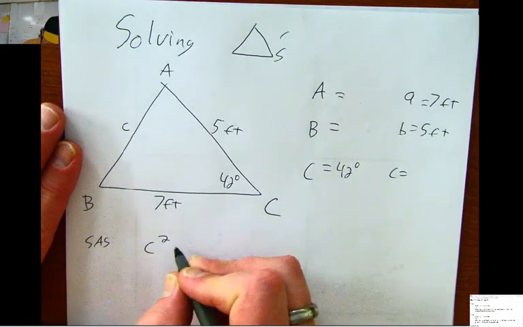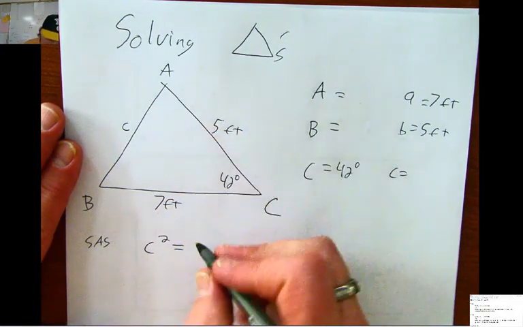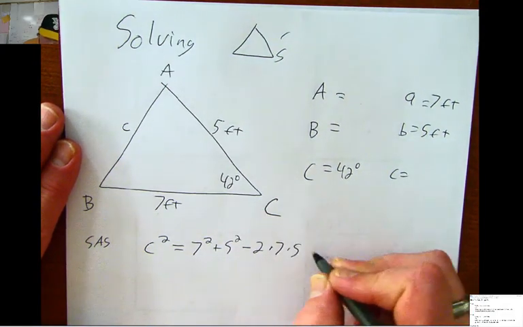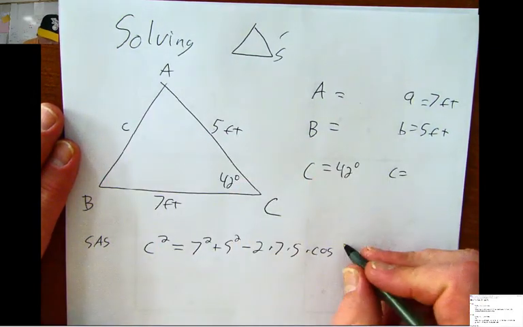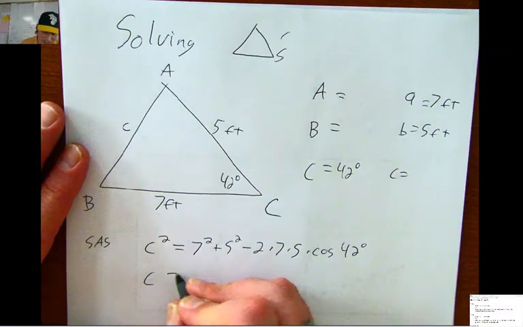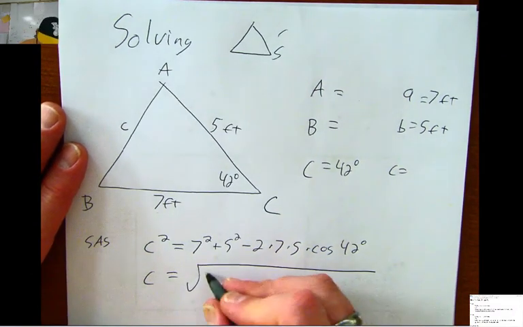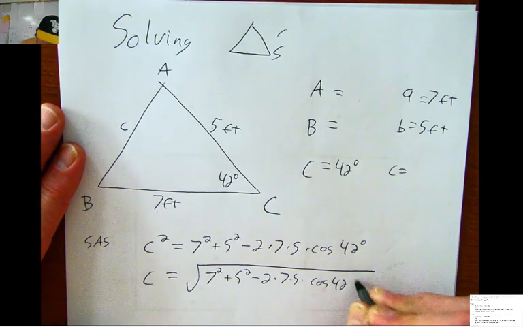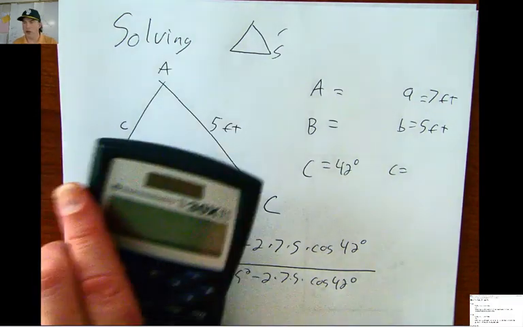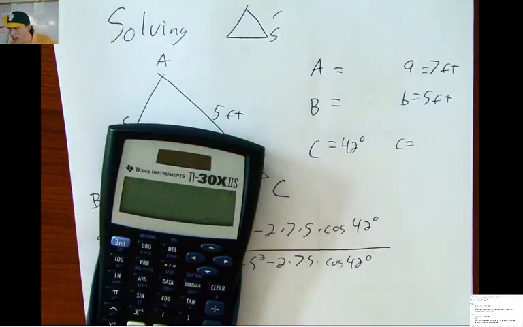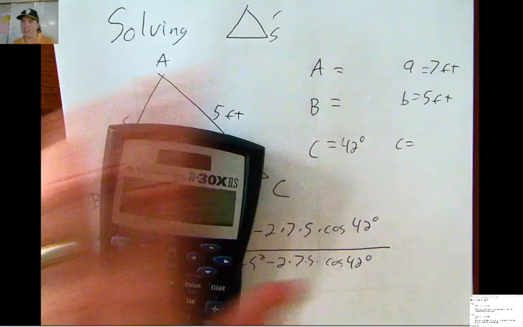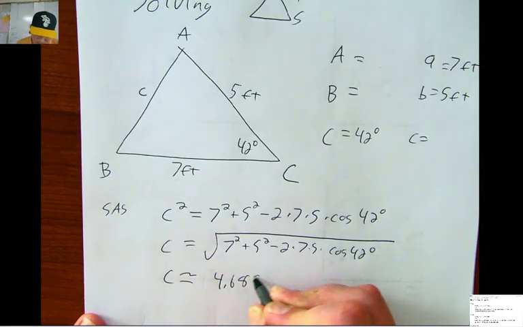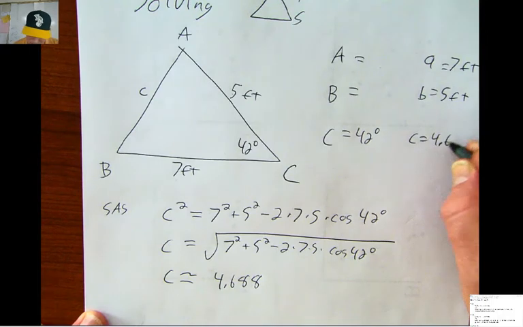So, c squared equals a squared plus b squared, 7 squared plus 5 squared, minus 2 times 7 times 5 times cosine of that opposite angle, which is 42 degrees. And then c is equal to the square root of all this stuff, which I then put into my calculator to get a decimal approximation. I already did this problem over here to save time, and this works out to be 4.688, which I put up here, 4.688.